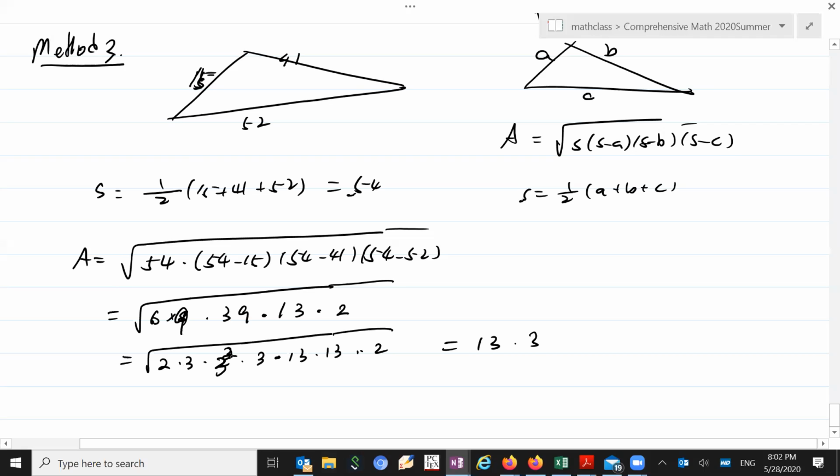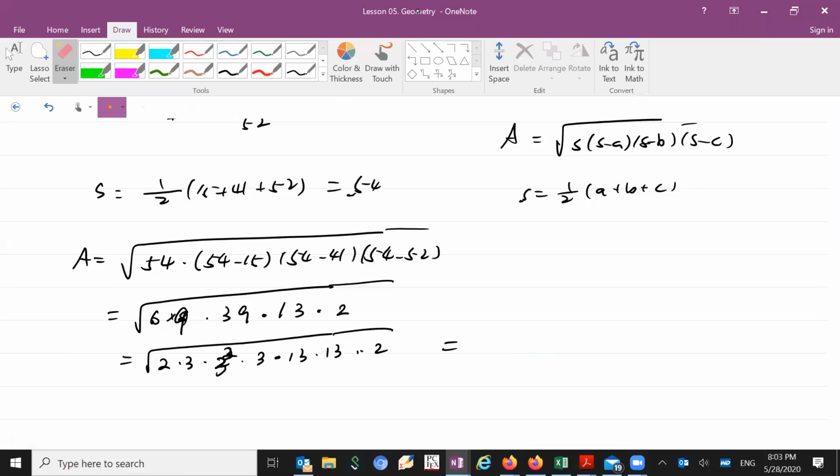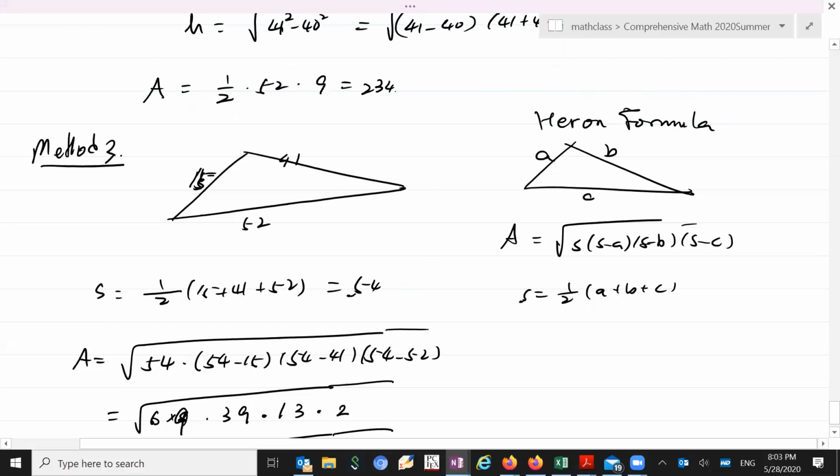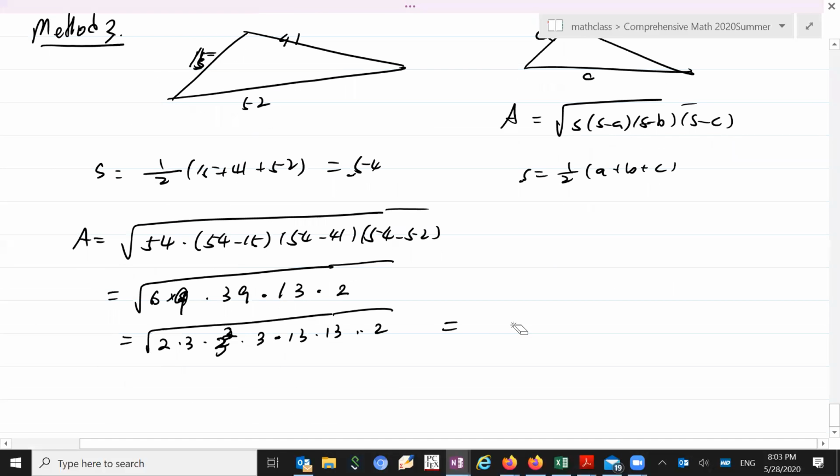Now it's correct. I was wondering why it was wrong here. Okay, so after you multiply this out, you get a perfect square inside. So you will get the same answer, 234. So for one problem, you can have 3 different ways to solve it, right?